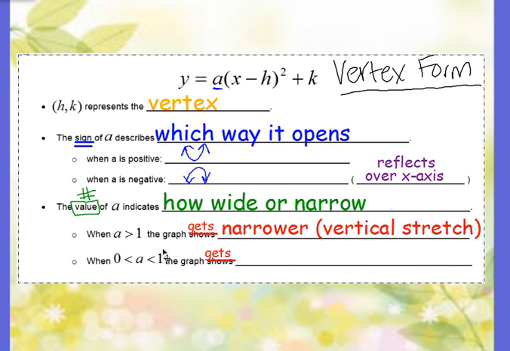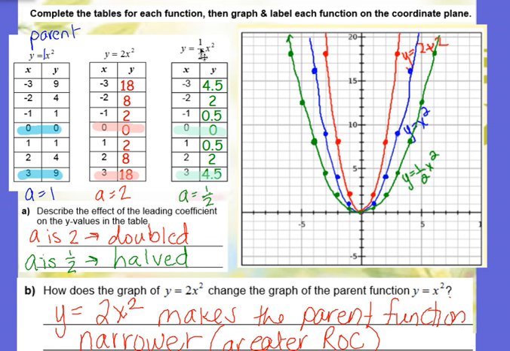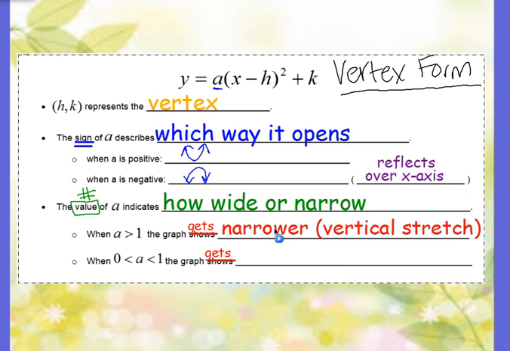When A is less than 1, which it also has to be greater than 0, the graph, let's see what happened before. Here we had when A was between 0 and 1, it was a half. From the parent to the green one, it ended up getting wider. Remember, that's because the rate of change is smaller, so it's not as steep as the one before it. So this one is wider, and we're going to call that vertical compression. We'll talk more about these two phrases in class tomorrow.